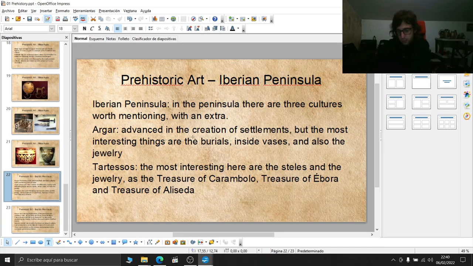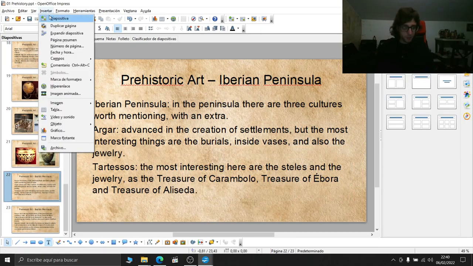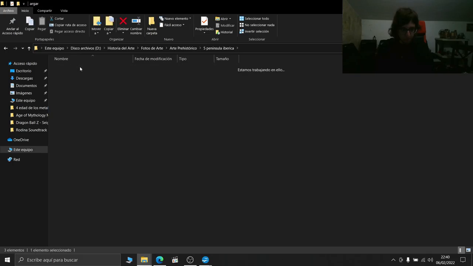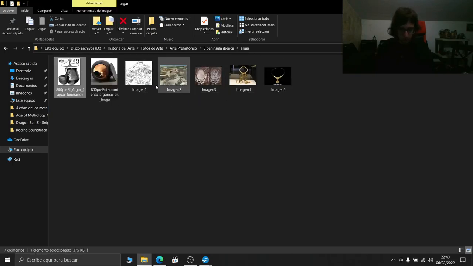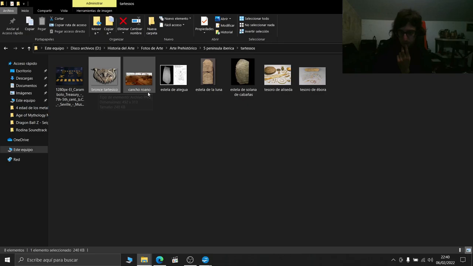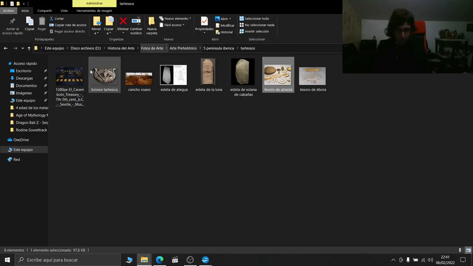Argar advanced in the creation of settlements, but the most interesting things are the burials inside places and also the jewelry. Tartessos. The most interesting here are the steles and the jewelry, such as the treasure of El Carambolo, treasure of Évora, and treasure of Aliseda. I'm going to check pictures one moment. Argar, I know already what I'm going to put here. Tartessos, I'll put one of these big treasure things. This one, I'll put that one.